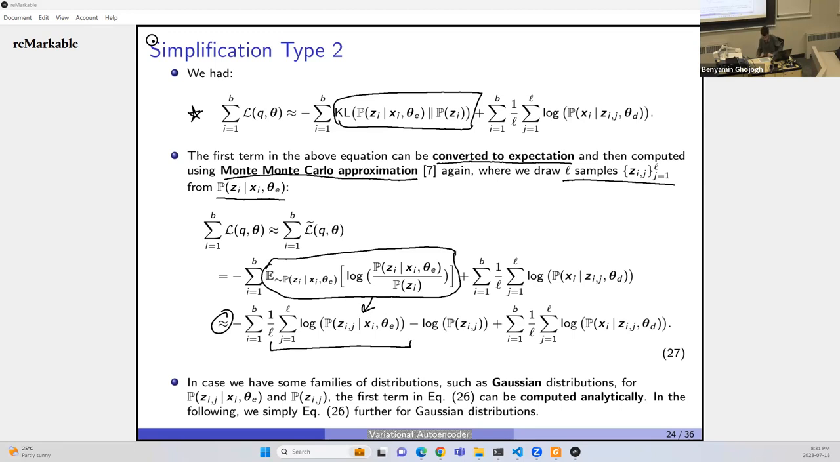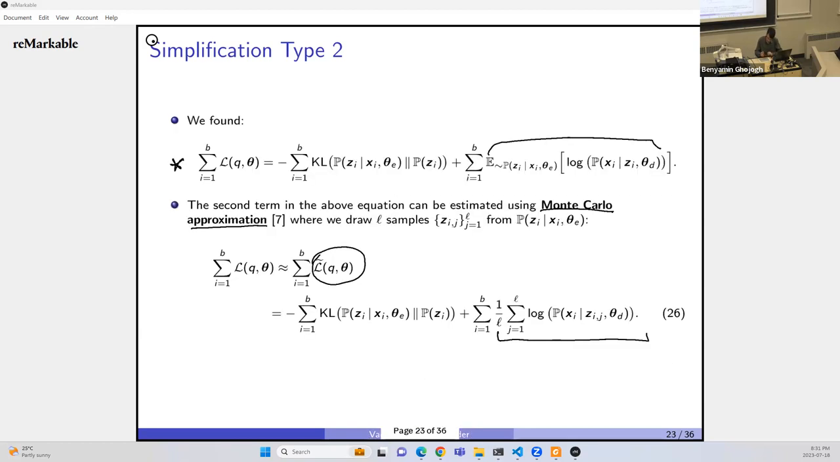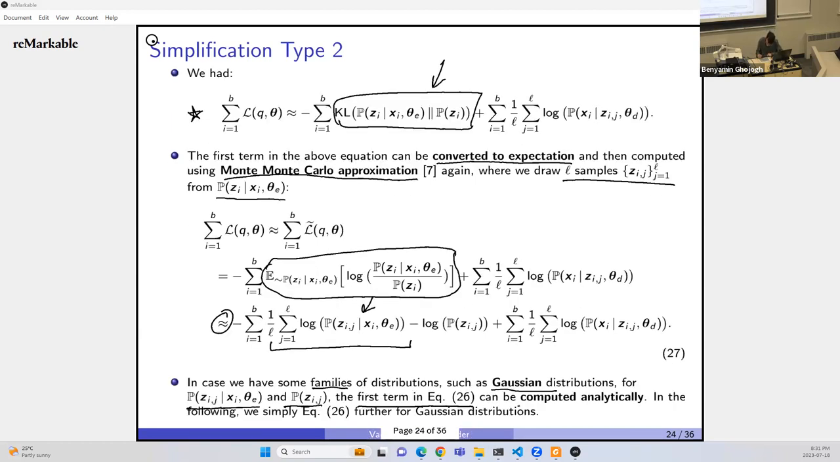In case we have some families of distributions such as the Gaussian distribution, right? I want the distribution of the latent variable in the latent space to be Gaussian. Then it becomes simpler. For P of Z given X and P of Z, the first term in equation 26, where is that? This one, the first term can be computed analytically. In the following, we simplify equation 26 for Gaussian distributions. Now let's assume it's a Gaussian distribution and it becomes simplified further.